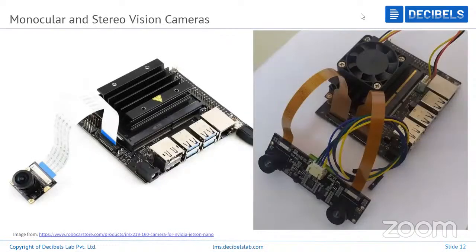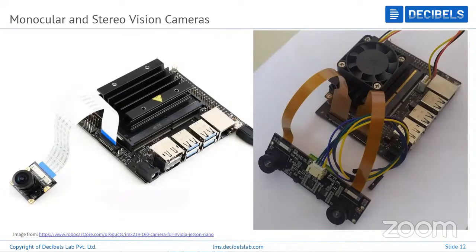So now coming to the part of cameras. There are basically two types. One is the monocular camera, and then there is the stereo camera. Not only this, there are other types such as night vision cameras or infrared cameras. Let's not worry about it. But in simple terms, there are two types of cameras: one is the monocular camera and one is the stereo camera.